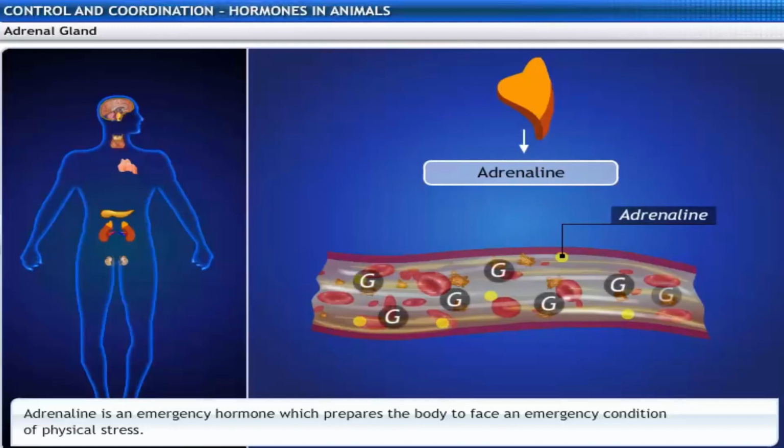It enables a greater supply of glucose into the blood to give us a lot of energy in a short span to either fight or flee from the stressful situation.